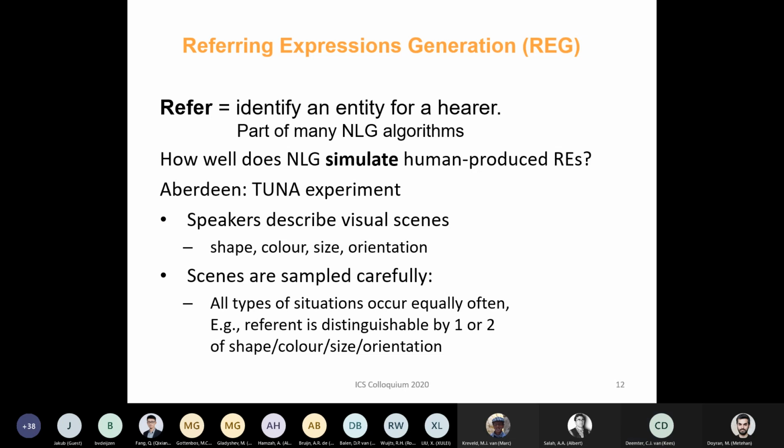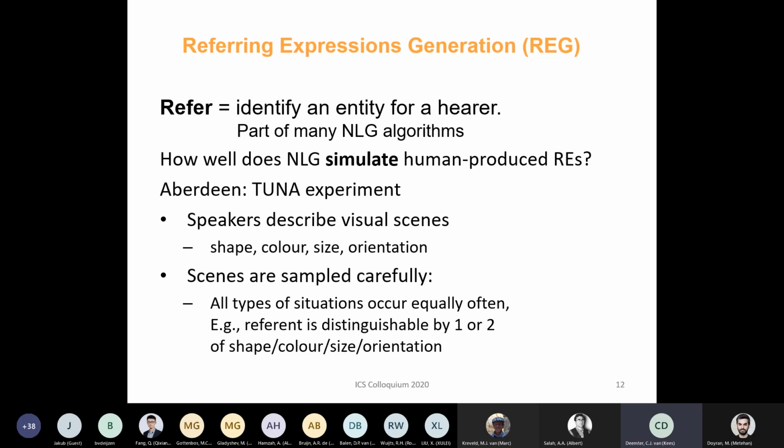These pieces of software are known as referring expression generation. So to refer is to identify an entity for a reader. So to talk about something or someone so that the reader knows what you're talking about. Now, there are lots of algorithms in that area. And in Aberdeen, we started asking, how well do these algorithms actually do? So that was the TUNA experiment that we did quite a while ago.